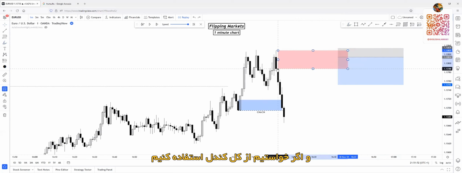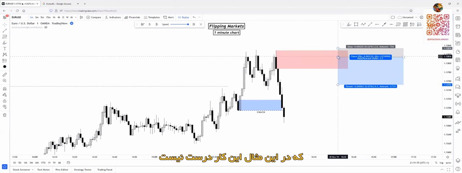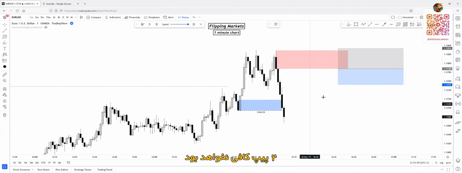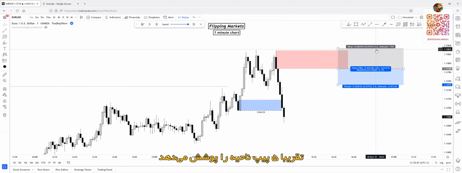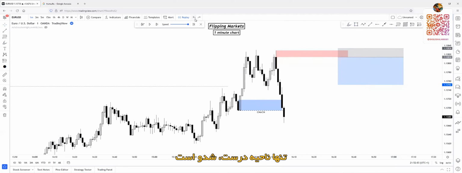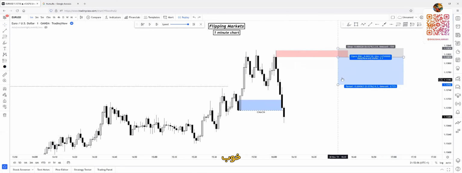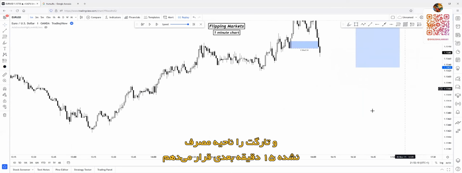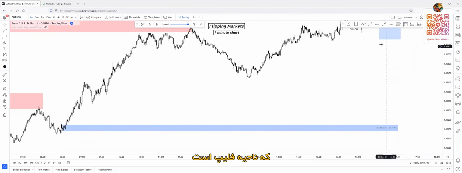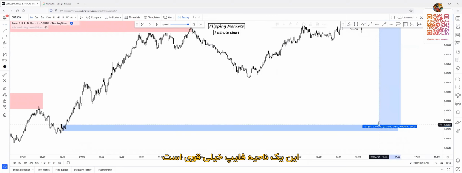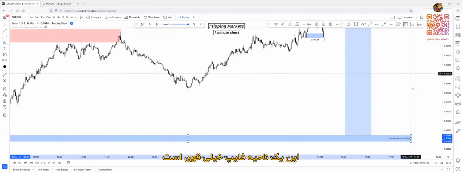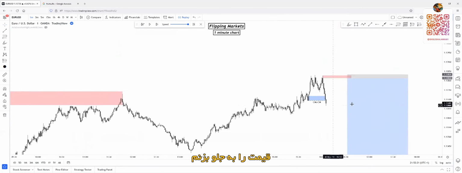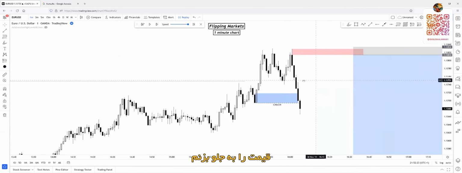And if we would have used the full body, which is not correct in this case, the 2 pip would not be enough, as you can see. It's already almost 5 pips. So the only right zone here is the weak zone. Okay, I did set an order limit on this zone, and I will target the next unmitigated 15-minute zone, which is our flip zone. Okay, this is a really, really strong flip zone. We just extend the position a little bit, and let's play price forward.